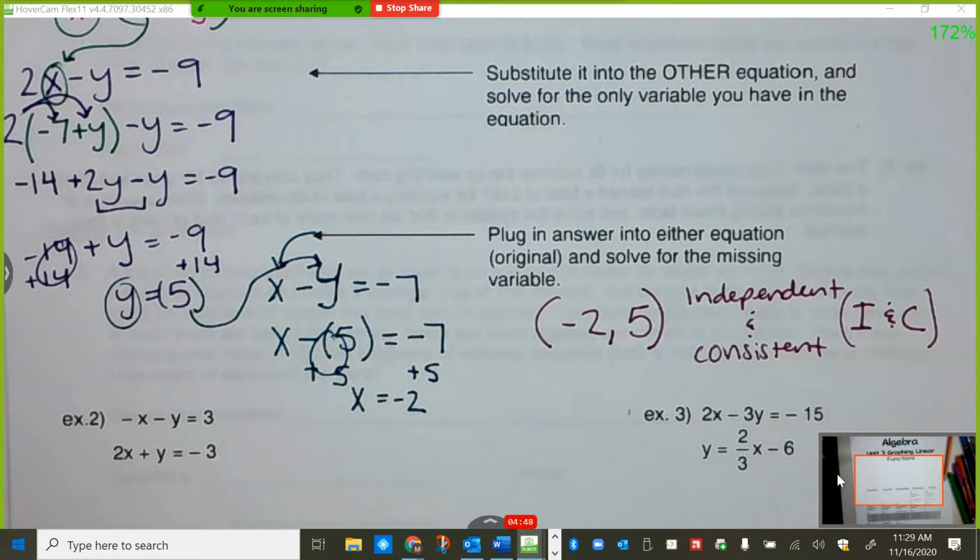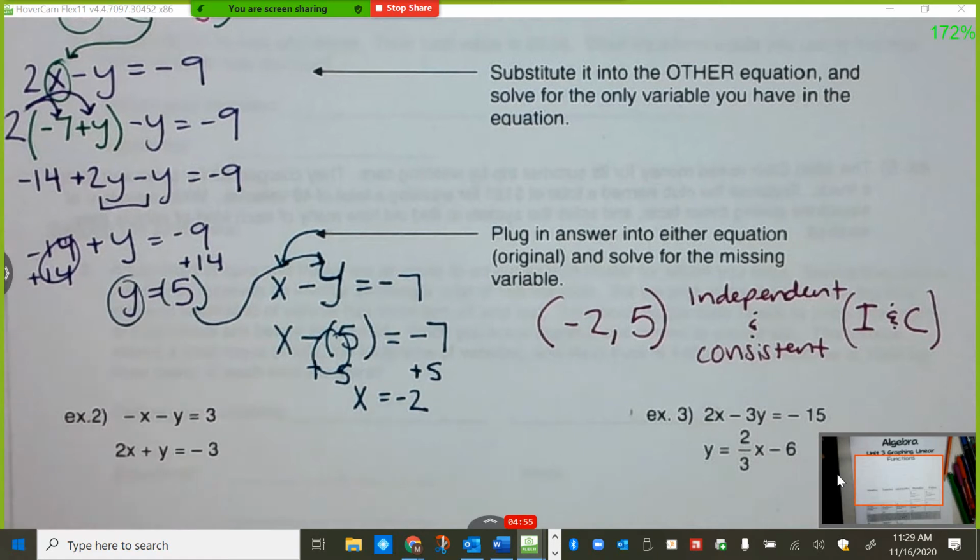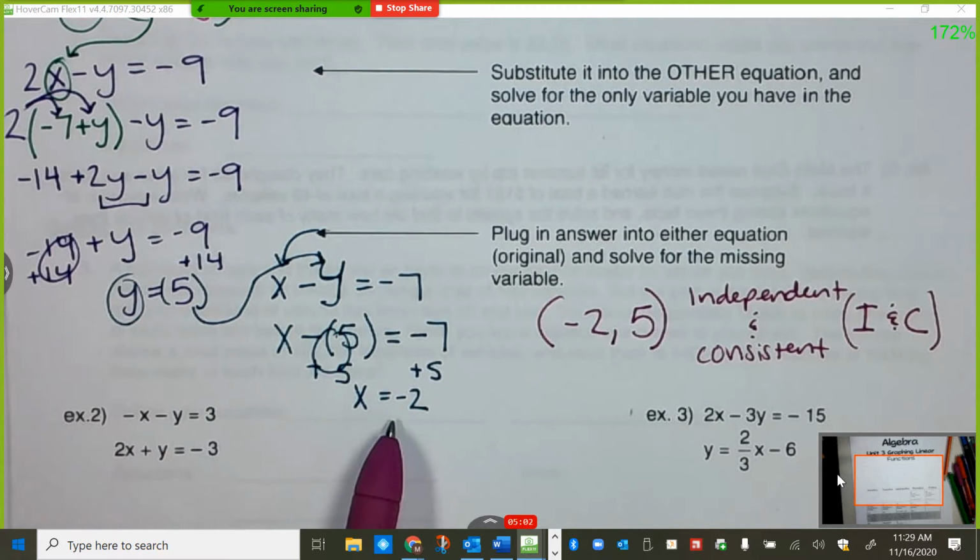Okay? Why didn't you replace the x with the y? Because y equals 5, not x equals 5. Right, and x equals negative 7 plus y. So we're going to put that? Well, you don't need to because it got x by itself, right?